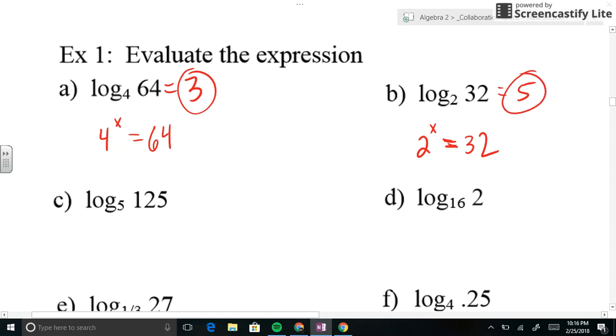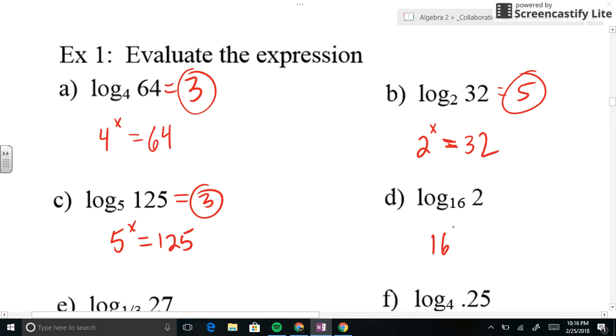Same thing here. 5 to what power is 125? 5 times 5 is 25 times another 5 is 125. So it's 5 to the third power. So log base 5 of 125 is 3.